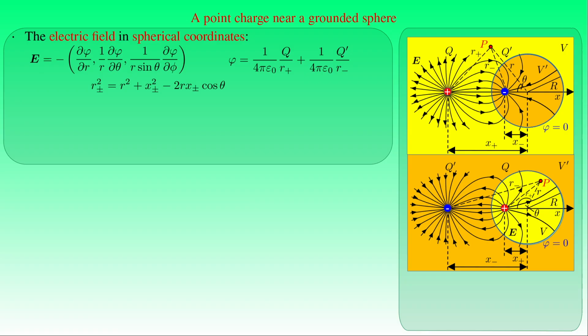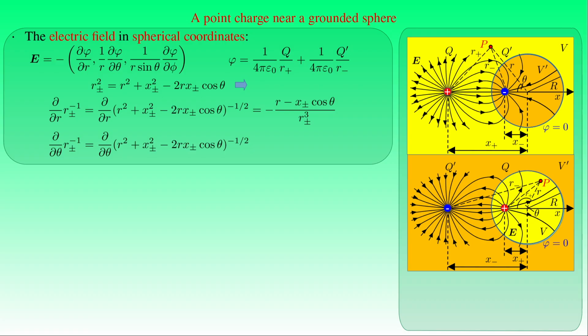Then we can derive the components of the electric field strength by computing the partial derivative of r sub plus or minus raised to the power of minus 1. By inserting the expressions for r sub plus and r sub minus into their partial derivative with respect to the distance r, we can write it as minus the ratio of r minus x sub plus or minus, times cosine theta to the cube of r sub plus or minus. Similarly, the partial derivative of the r sub plus or minus raised to the power of minus 1 with respect to the polar angle theta is given by minus the ratio of r times x sub plus or minus, times sine theta to the cube of r sub plus or minus.